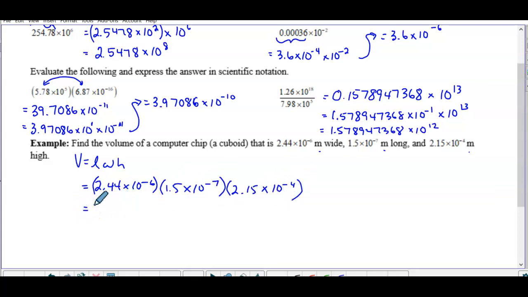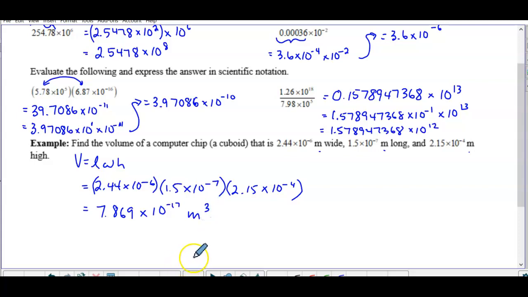So take all of those coefficients, 2.44 times 1.5 times 2.15. Then your powers here, negative 6 plus negative 7 plus negative 4, that's negative 17. And you're done. And that would be meters cubed.